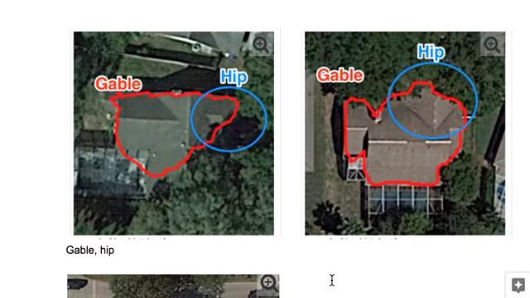Sometimes the roofs are partially covered by trees. In that case, if the visible area is sufficient for you to actually make a call, you should still label them according to the visible area. So in this case, it is gable and a small hip section here: gable and hip. Similarly, in this one, you have gable and hip.